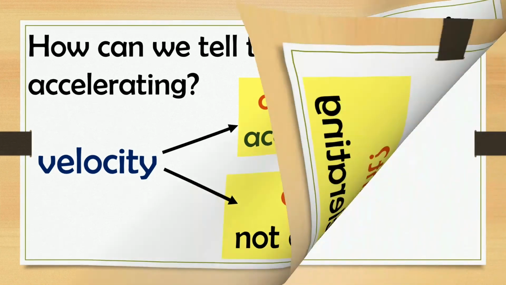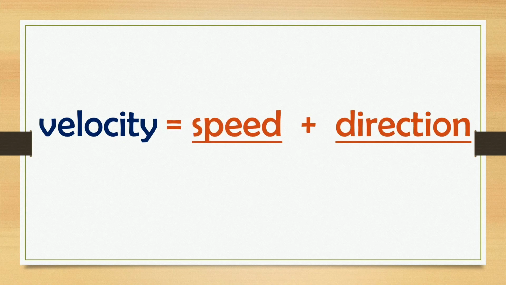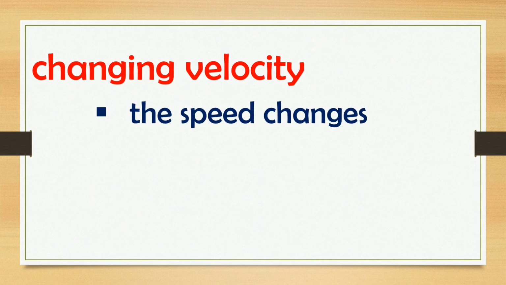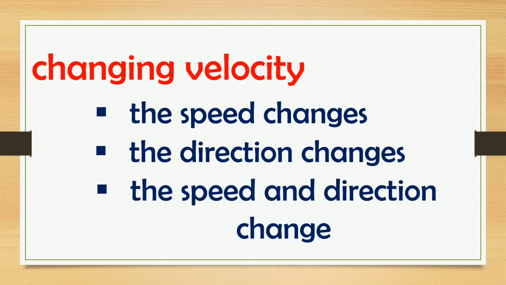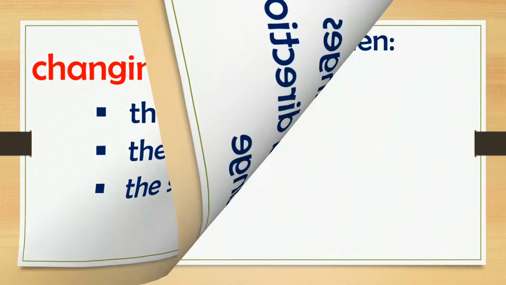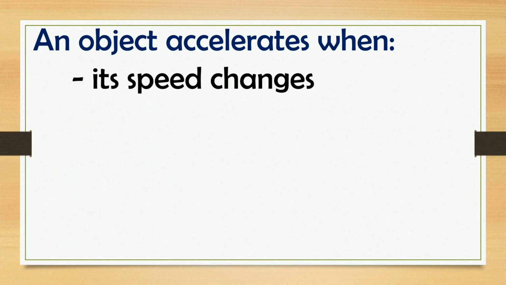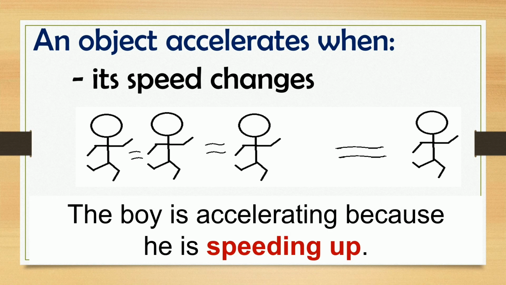In the previous video, you learned that velocity is speed with the direction. So, the velocity of an object changes when the speed changes, when the direction changes, or when both the speed and direction change. Thus, an object accelerates when, one, its speed changes. In the illustration, the boy is accelerating because he is speeding up or increasing his speed.